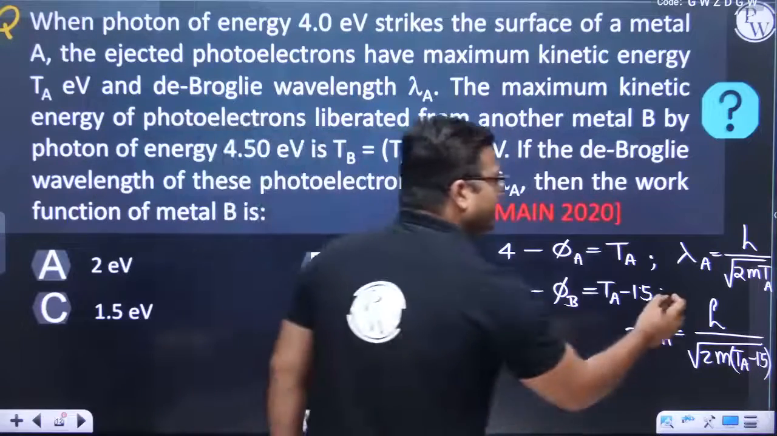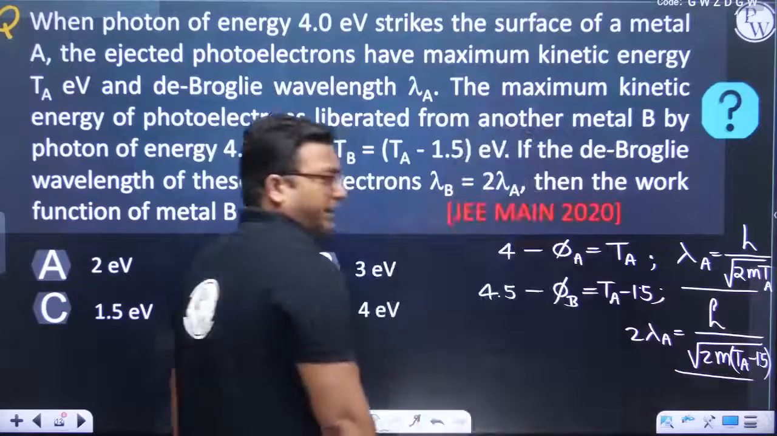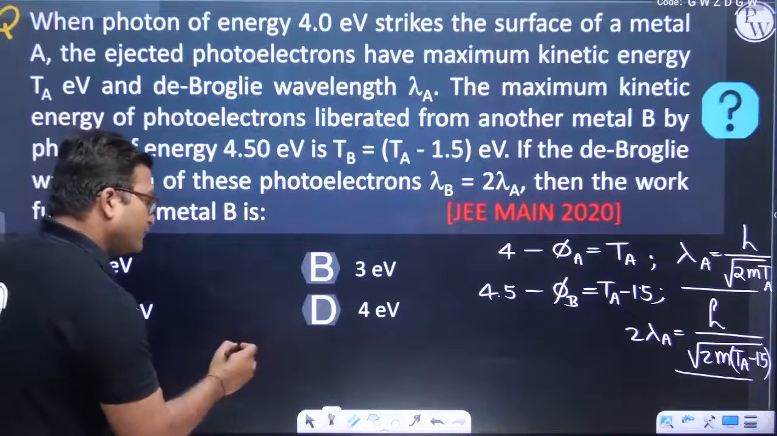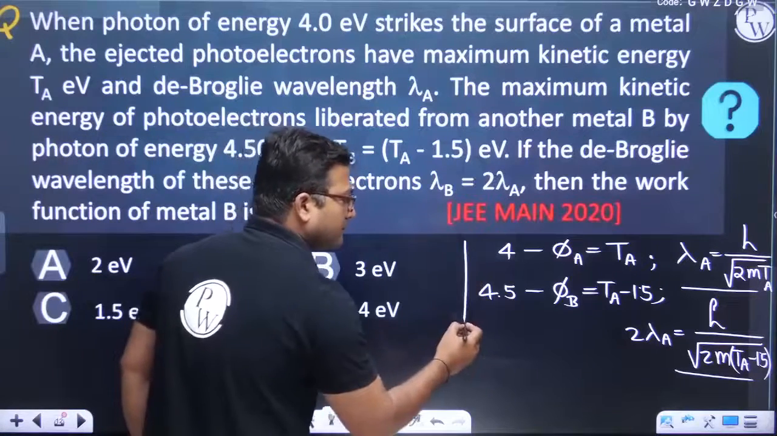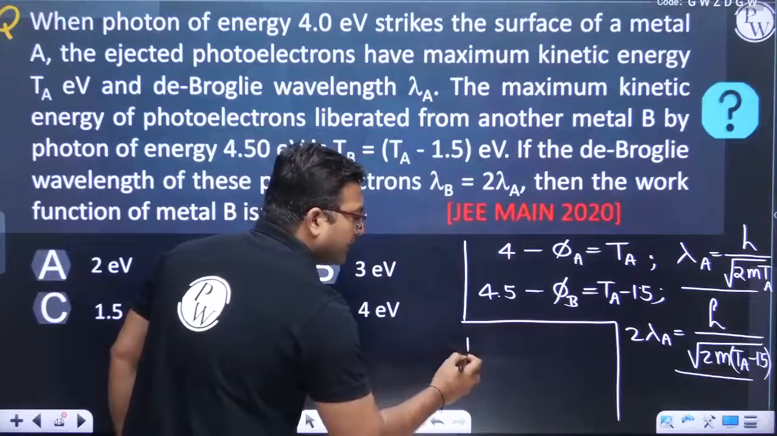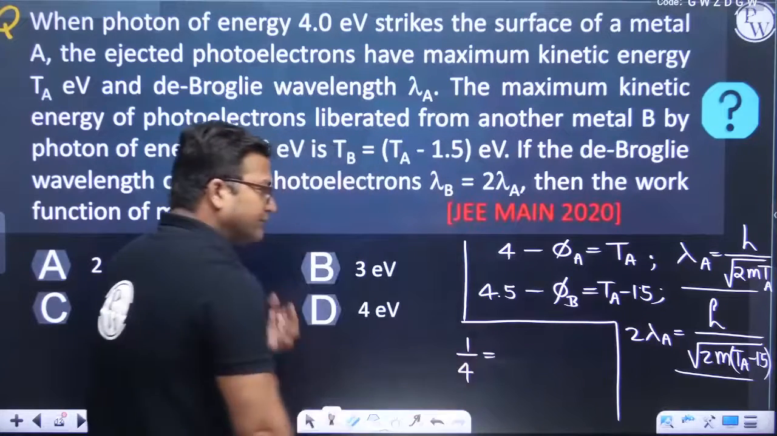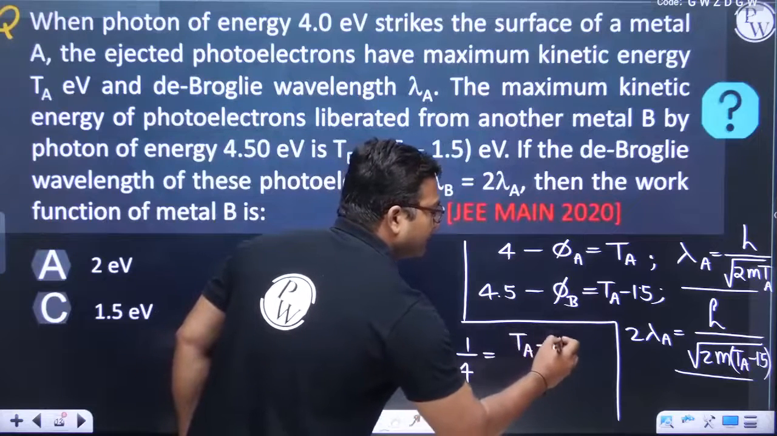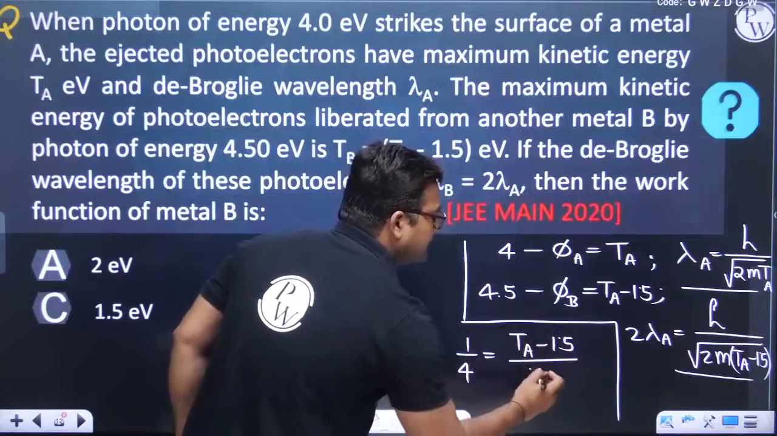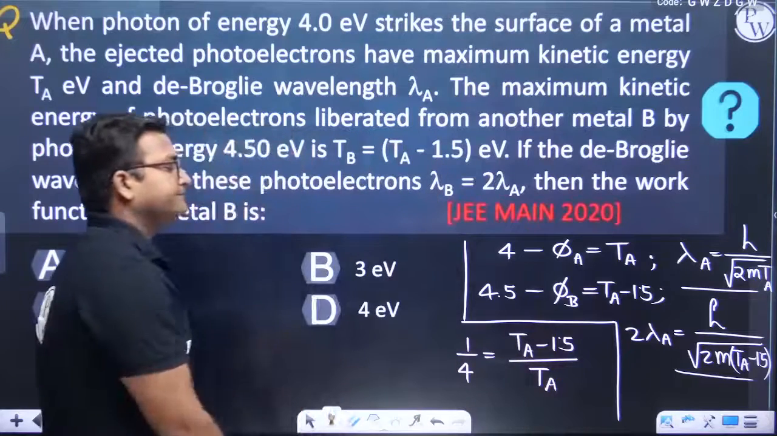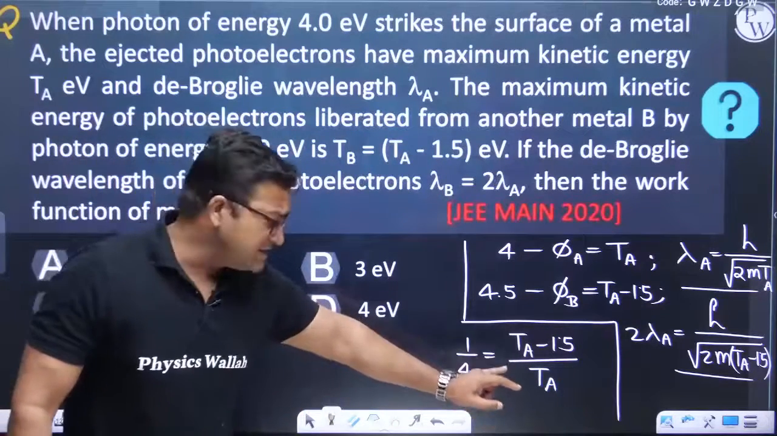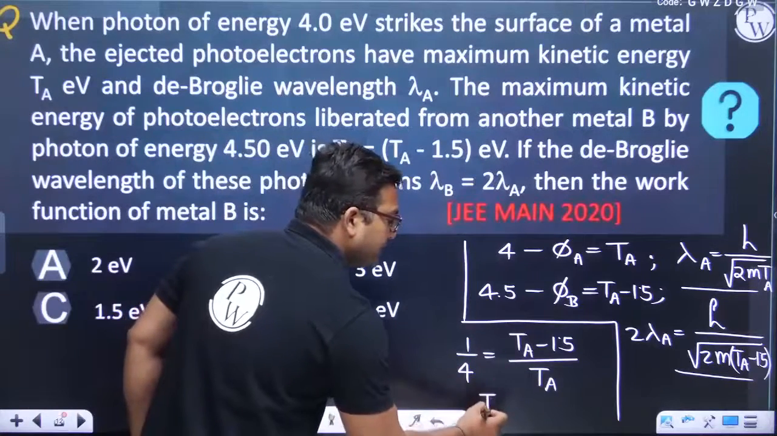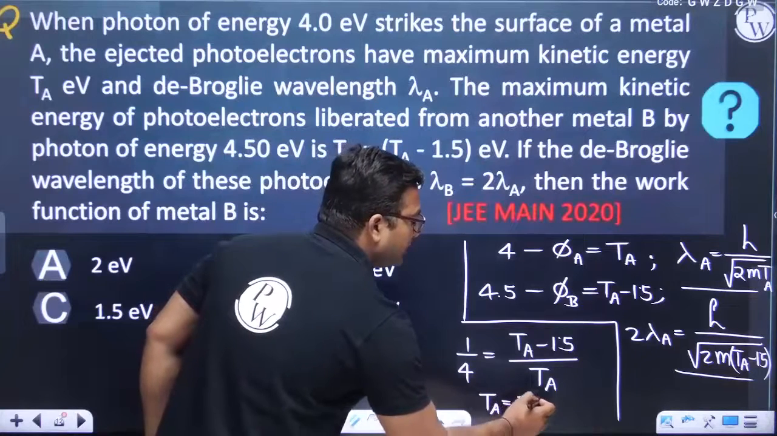If you take a ratio of these two, you will have on the left 1 by 2. Square it, you will have 1 by 4, equal to TA minus 1.5 divided by TA on the right hand side. And this gives you TA as 2 electron volt. So here you have TA as 2 electron volt.